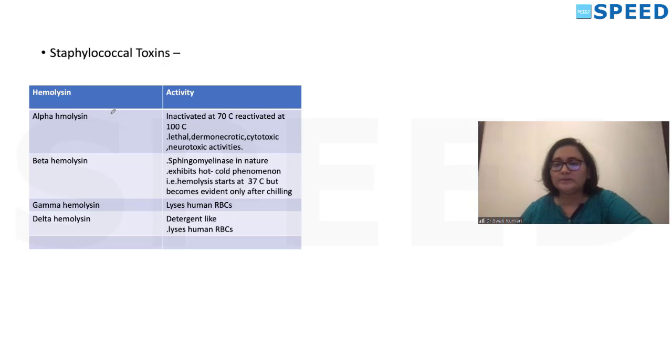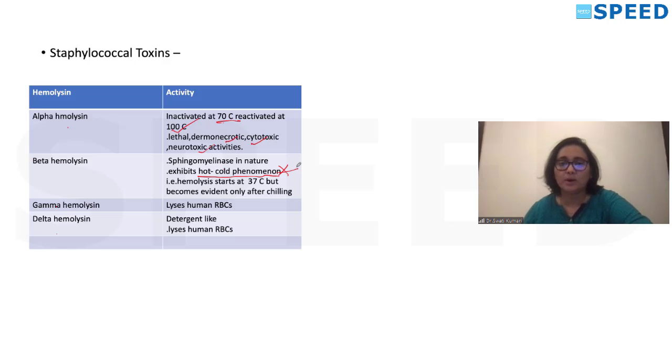We'll see the important points about Staphylococcus toxins. So we have alpha, beta, gamma, and delta. Alpha gets inactivated at 70 and reactivated at 100 degrees centigrade, and it has dermonecrotic, cytotoxic, neurotoxic activities. Beta acts as a sphingomyelinase in nature and shows the hot and cold phenomenon. Please note it down: the hot and cold phenomenon is shown by beta hemolysin.